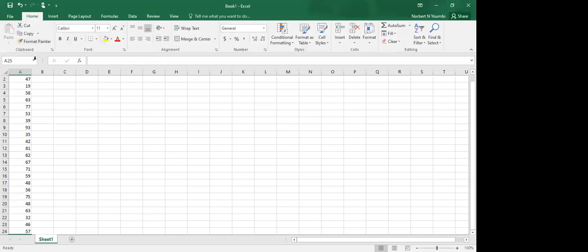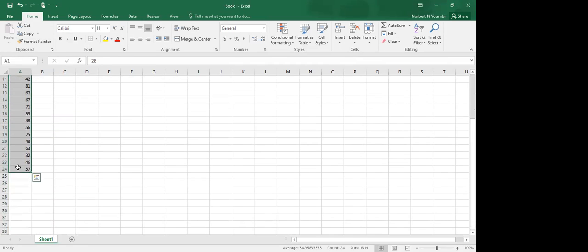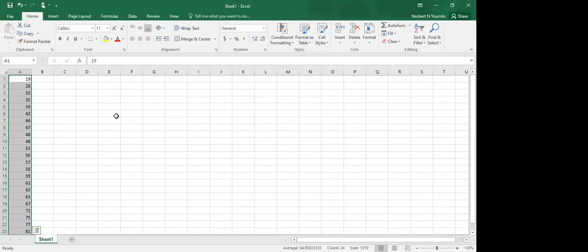So we have this data value here. The next step is to compute the range in order to find the width. To compute the range, we want to identify the highest data value and the lowest data value. So I will highlight this data and then sort it. We can see here that the lowest data value is 19 and the highest data value is 93.